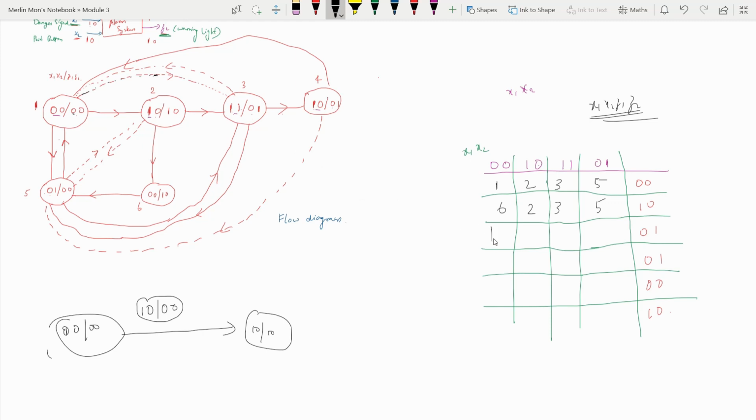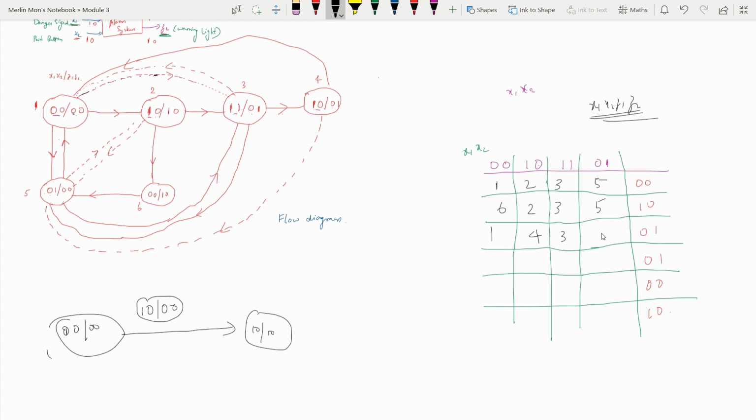And now 1001. 1001 is a stable state. It is straightforward. There's no doubt for that. Now stage 3. No, 1101. 1101 is stage 3. And then 0101.